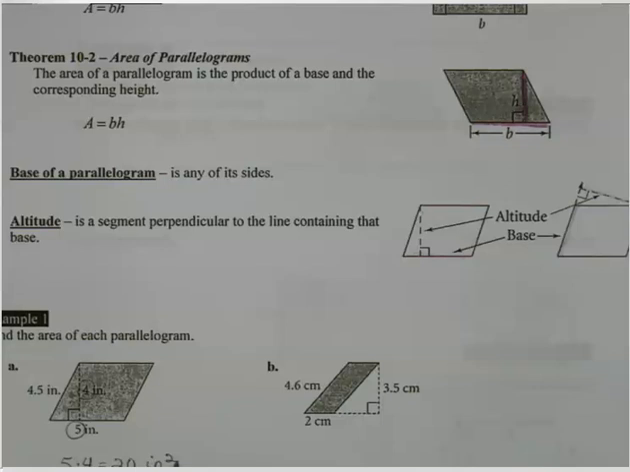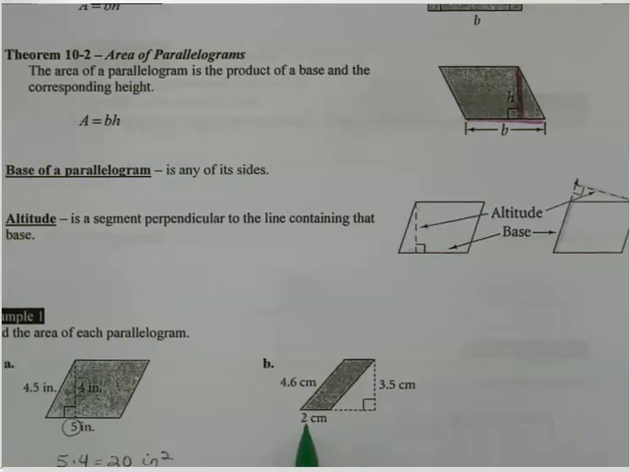On your second problem, you have a base of 2, and the height is 3.5. Remember your height has to be perpendicular, so the 4.6 is just a decoy. So 2 times 3.5 is 7, so it's 7 inches squared.